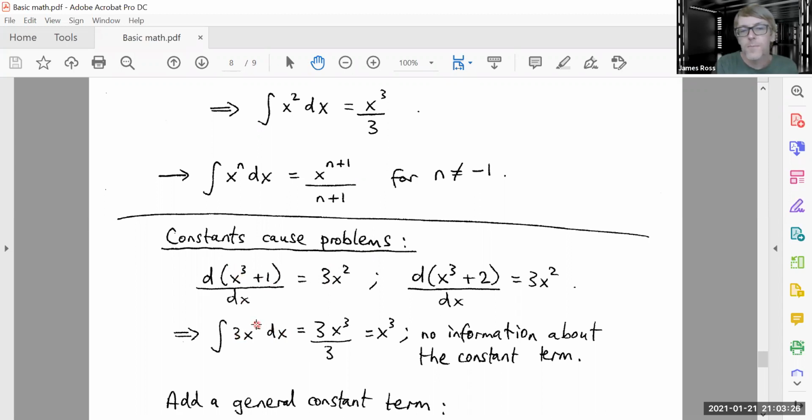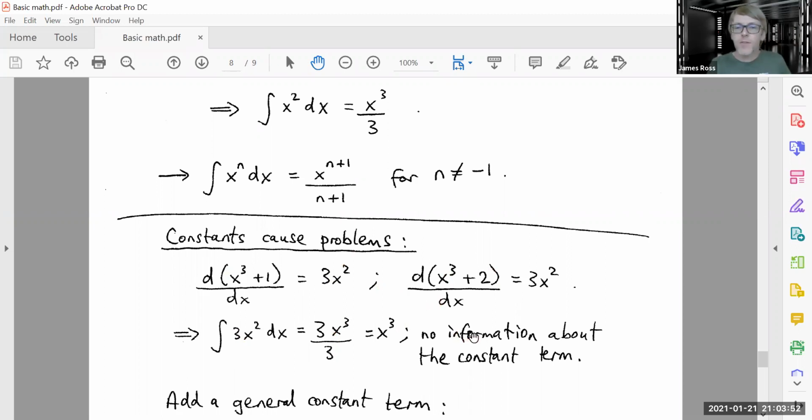This 2, I add 1 to it, so it becomes x cubed. And then I divide by that 2 plus 1. So it becomes 3x cubed over 3. So notice that I don't get back to either one of my original arguments. I just get 3x cubed over 3, which is just x cubed. So this is what I mean by constants can cause problems.